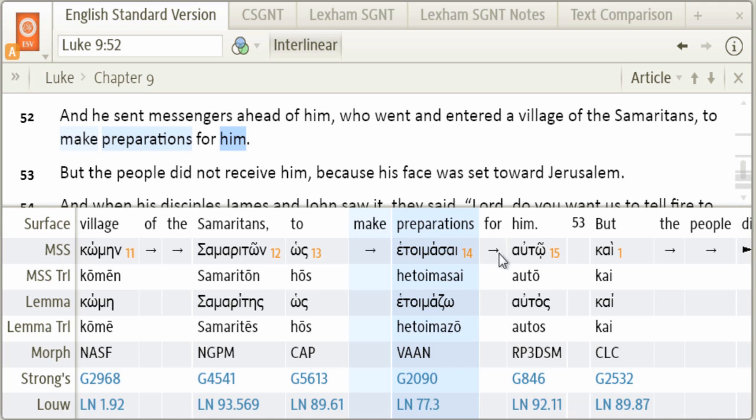And so even though this word is in the dative case, and even though it functions as an indirect object, when it's in relationship with these other words, a different preposition is used to express its meaning. Let's go on to one more illustration.